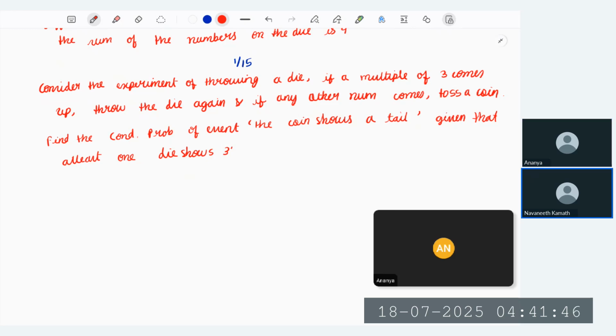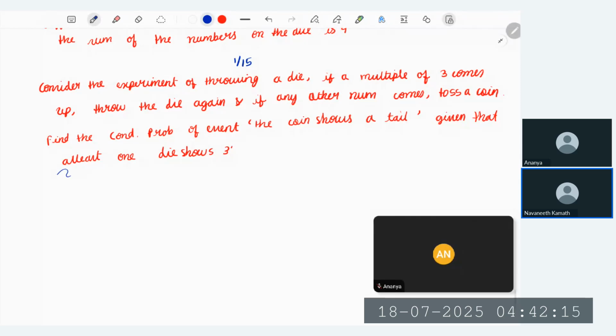Okay, let's solve this. Consider an experiment of throwing a die. If a multiple of three comes up, throw the die again, and if any other number comes, toss a coin. Find the conditional probability of the event that the coin shows a tail, given that at least one die shows the three. Means if a multiple of three comes, I need to roll the die again. Other than that, if any other number comes, I need to toss a coin. That's the case here.